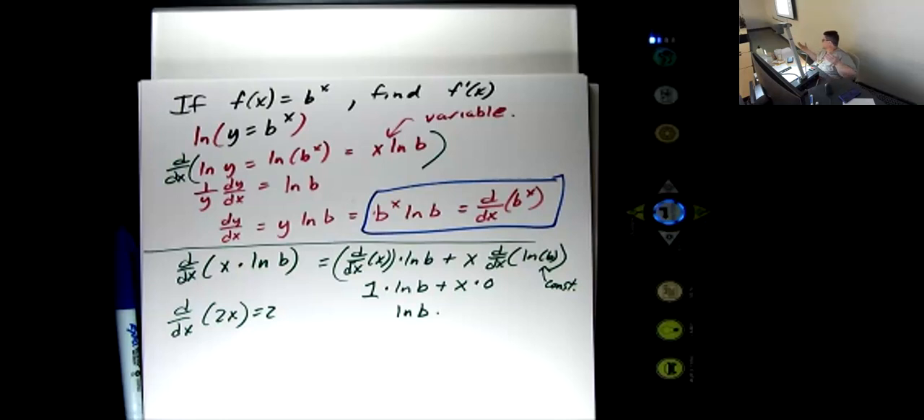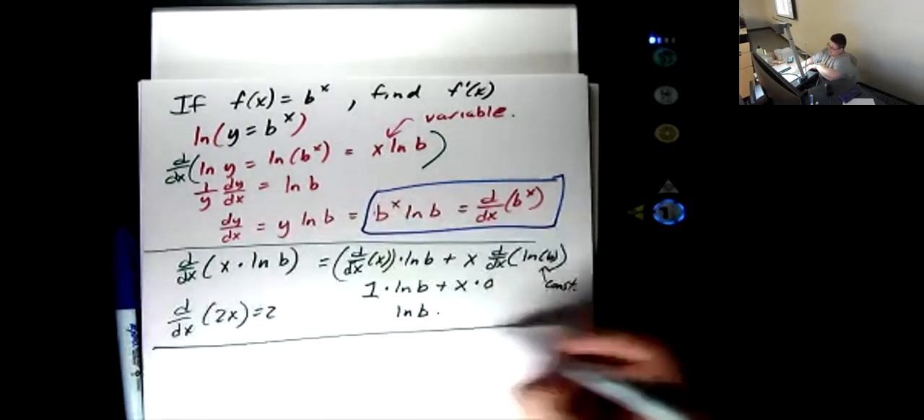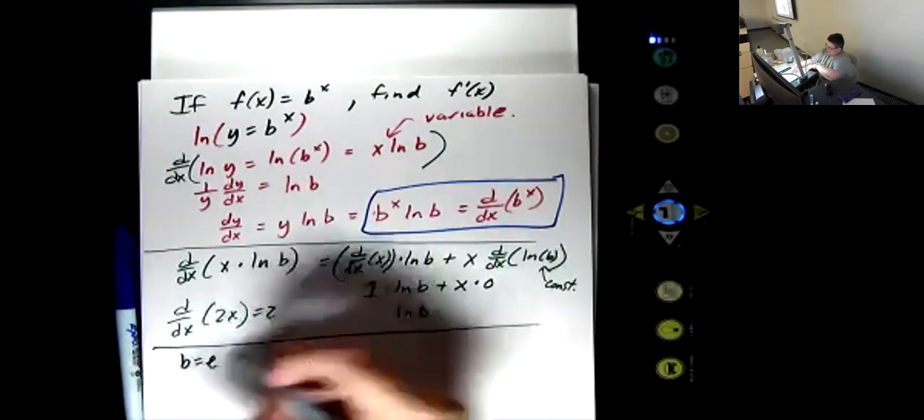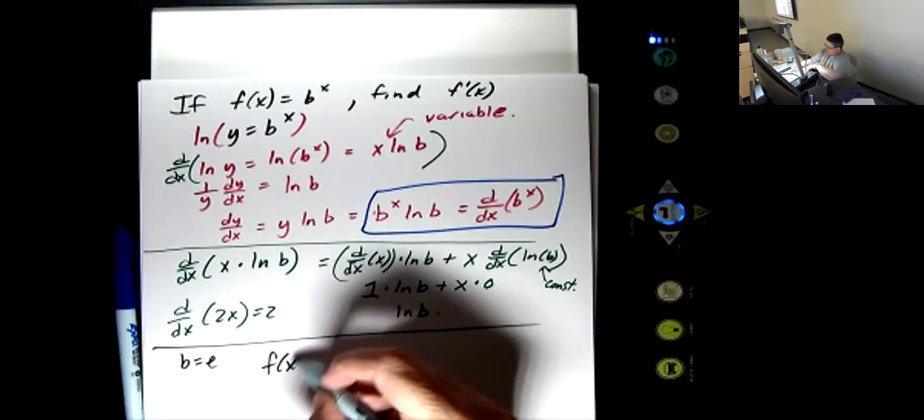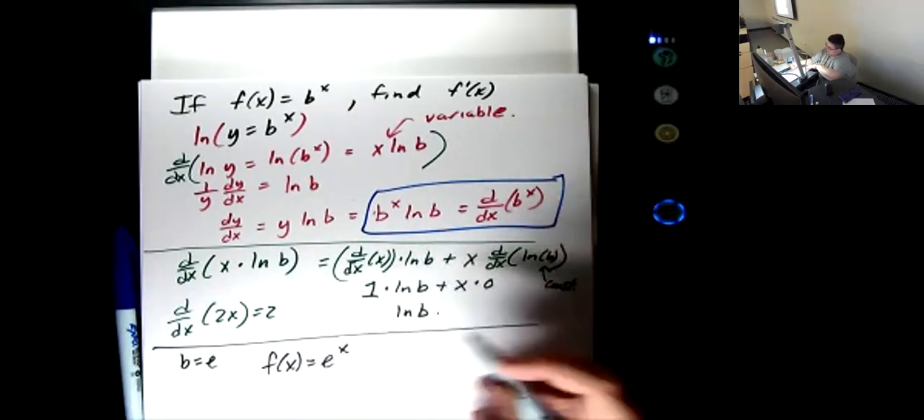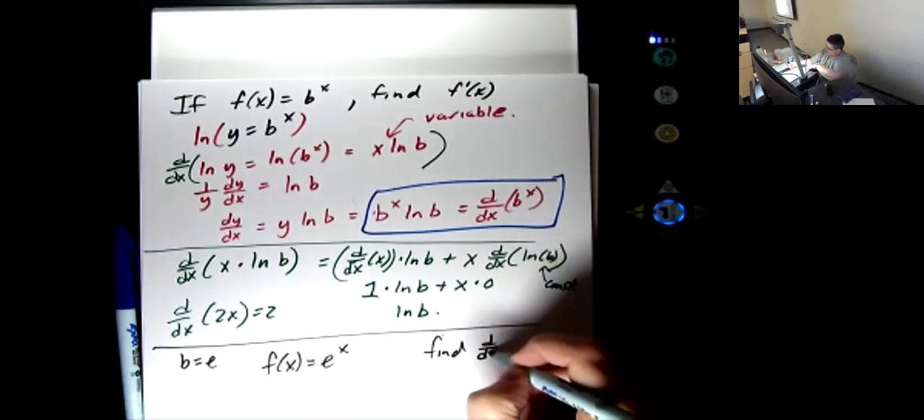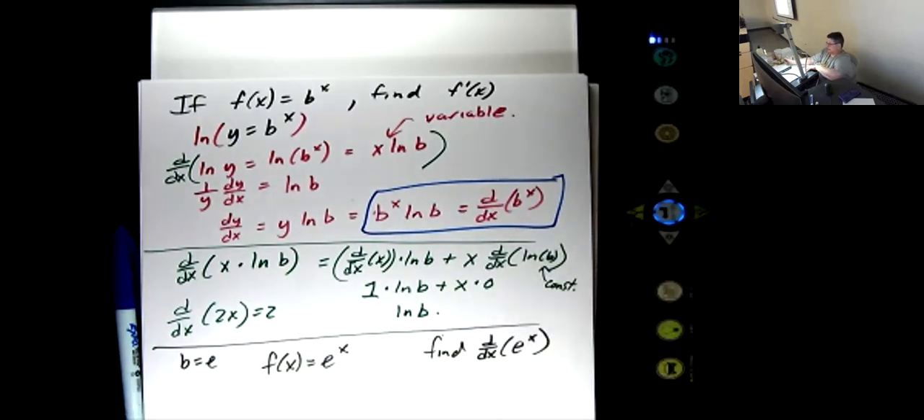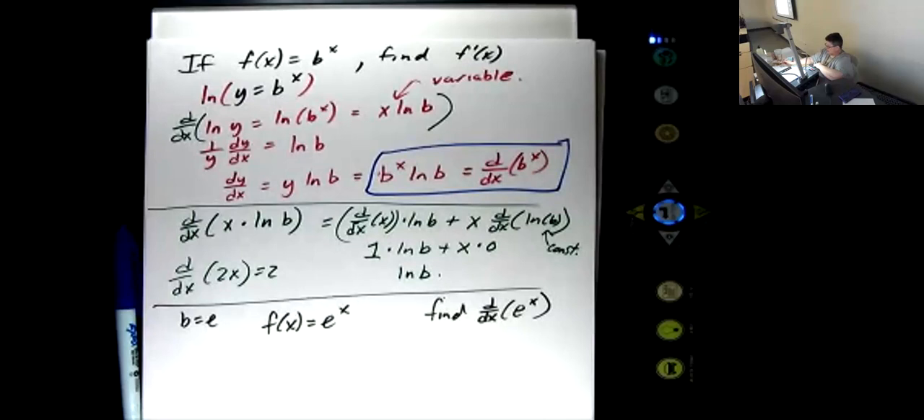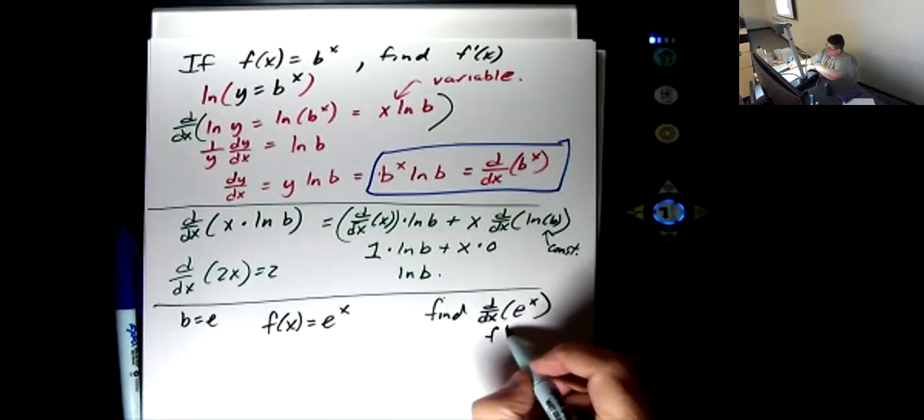Like, let's make it a constant that you recognize. Let's say b equals e. Our problem becomes f of x equals e to the x. So find d dx of e to the x, or f prime of x.